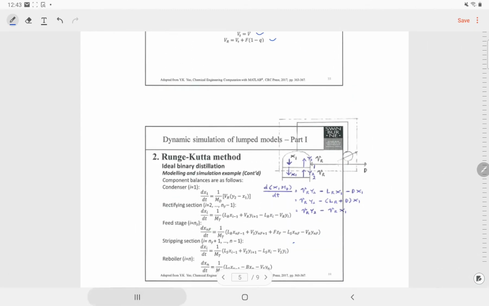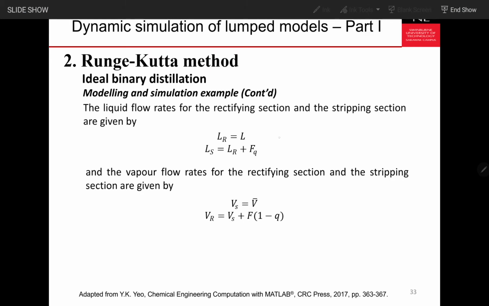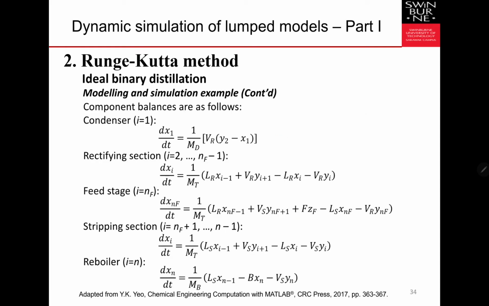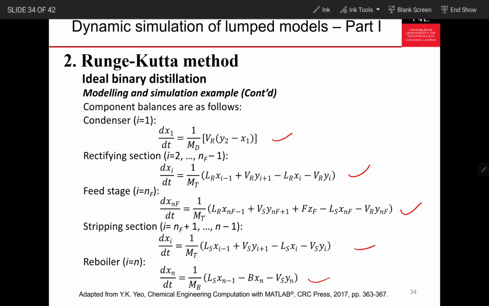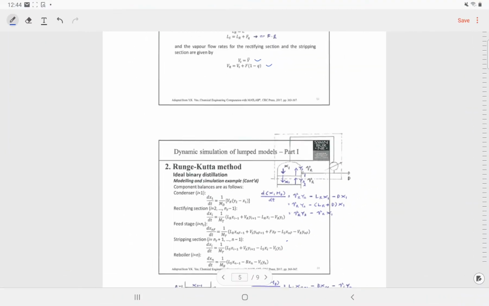Then moving back to the previous slide, it is now clear where you get these four equations or expressions. Now we can formulate the component balances, where the condenser is like this, rectifying is like this, feed stage like this, and stripping section and reboiler like this. Again, you need to go back to the additional materials to see how all of this is derived.